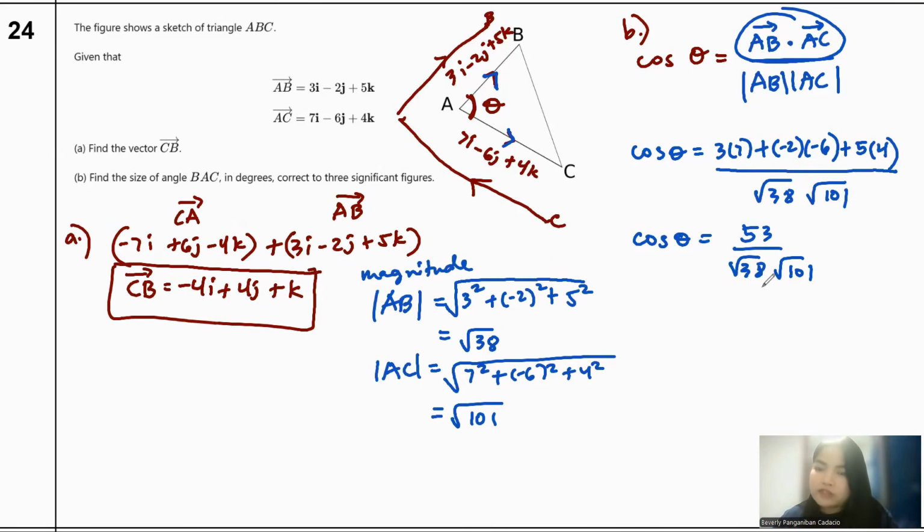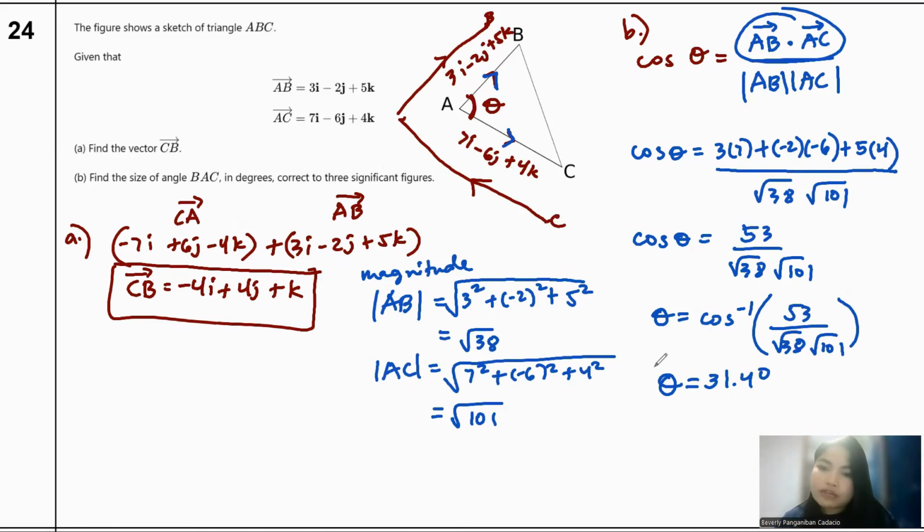Now, this is the common mistake of students. This is not yet the answer. When you put that in the calculator, it will be a decimal. No, not yet. I want to get the angle. So what you need to do is cos inverse. For you to get the angle, use that cos inverse of 53 over root 38 root 101. If you put the decimal, go ahead. But don't forget that you're going to do cos inverse of the overall. And make sure that you will be in degrees, and the final answer will be 31.4 degrees because I want 3 significant figures.